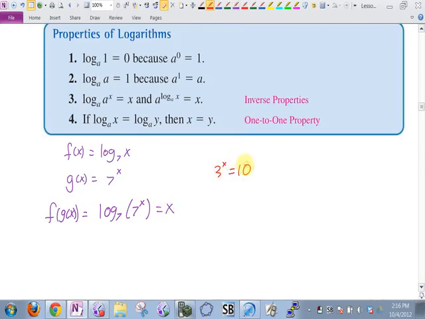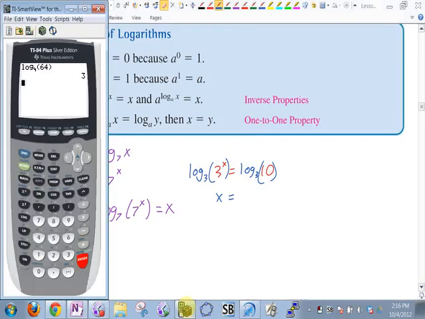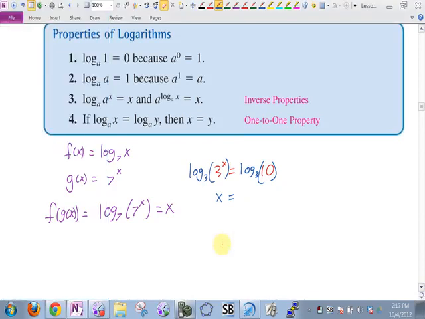What can I now do to both sides of this equation, 3 to the x equals 10, to get x by itself? I can take the log base 3 of both sides. Well, what's the left side simplify down to because they're inverses? X. And then the right side becomes, what is the log base 3 of 10, 2.095903274. Okay, so that's actually how I did that earlier.